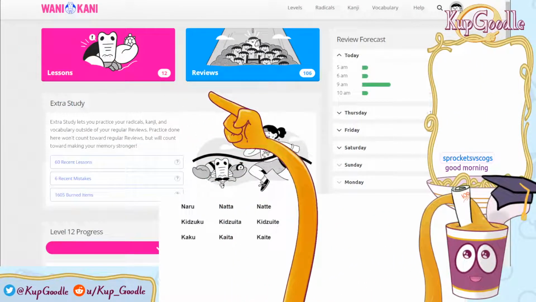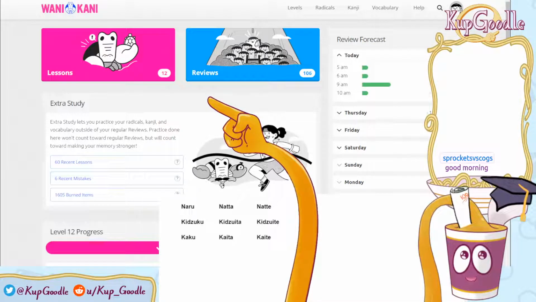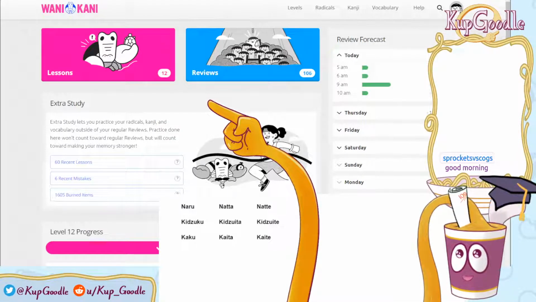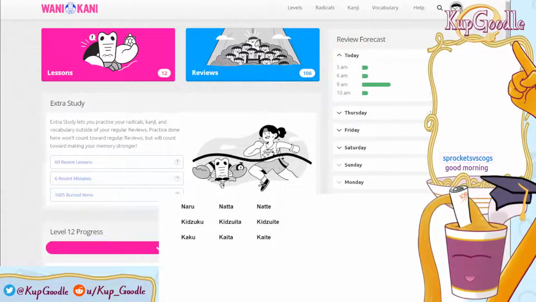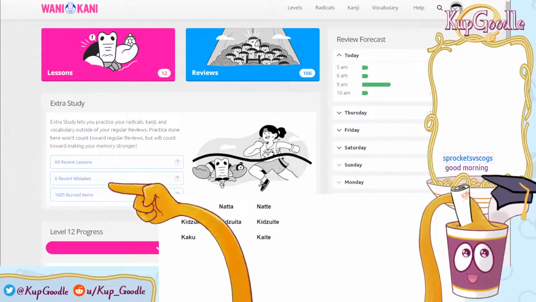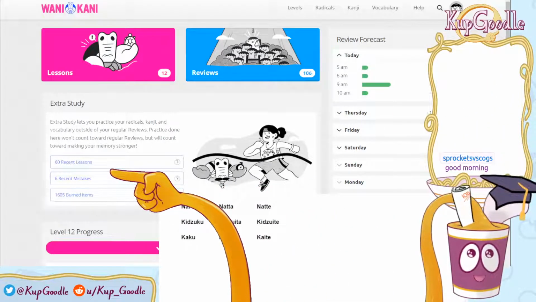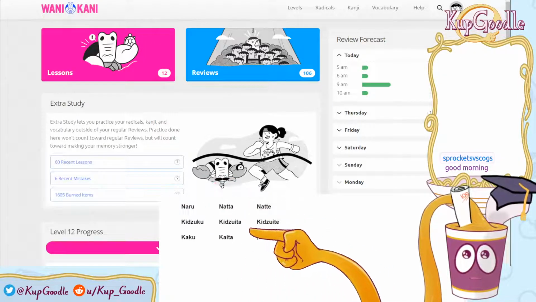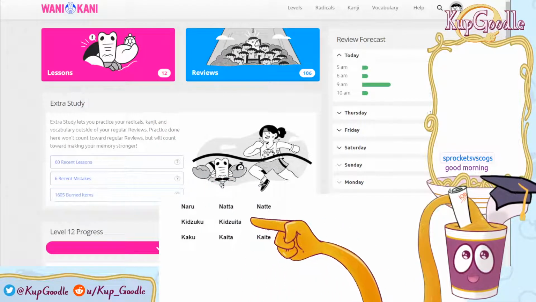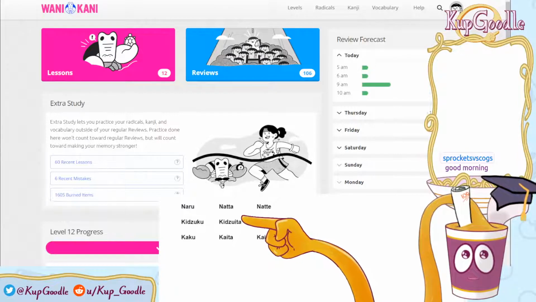Okie dokie. That is it for tonight. I did some good te practice, and next time we will continue with te practice, and I will add the negative te form, nakute, as well. We're just doing the positive form right now.